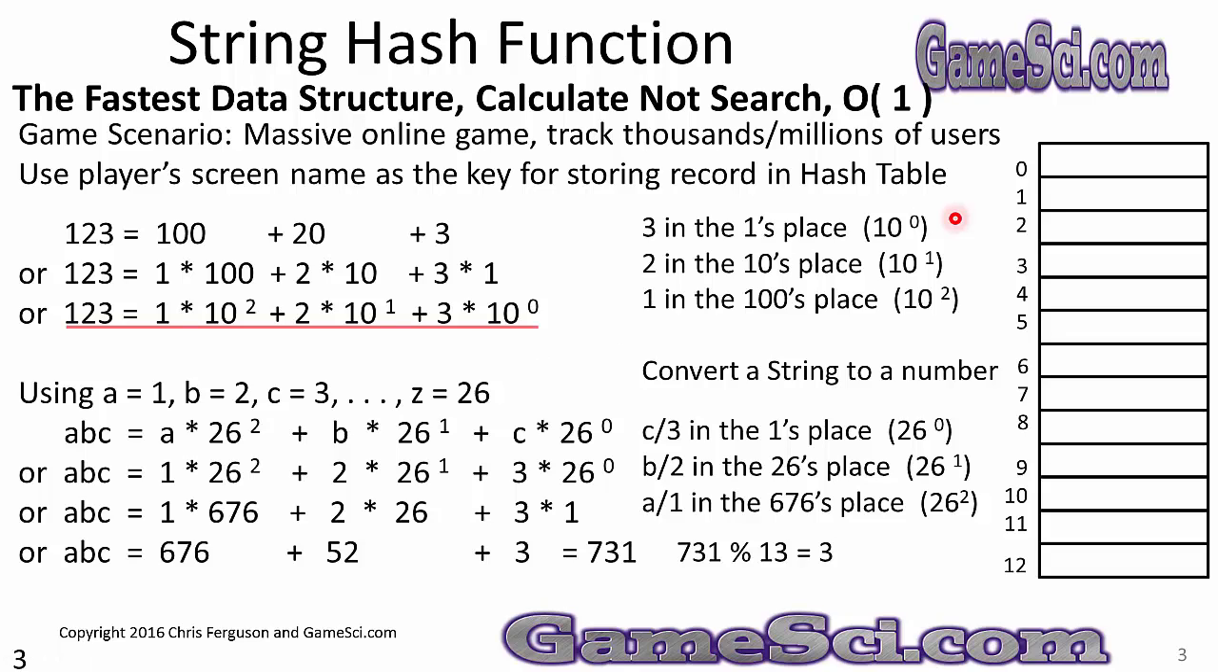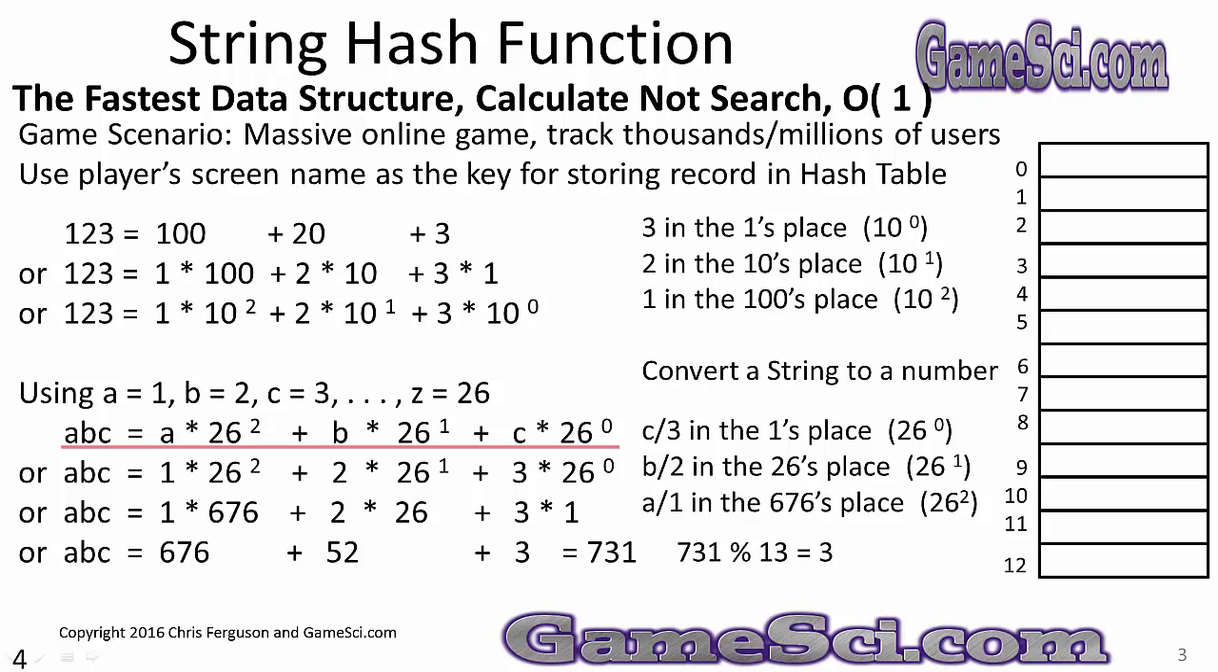It's all based on powers of 10. 10 to the 0 power is 1, therefore 3 is in the ones place. 10 to the first is 10, so 2 is in the tens place. And 10 squared is 100, so the 1 is in the hundreds place. Well, if it works for decimal numbers, which have 10 unique digits, so it's based on powers of 10, we could do the same thing for letters.